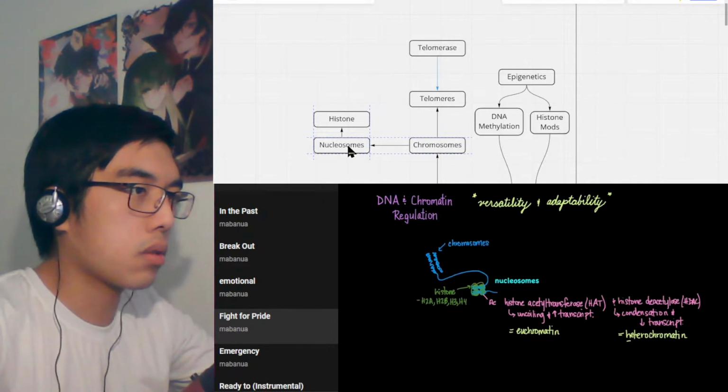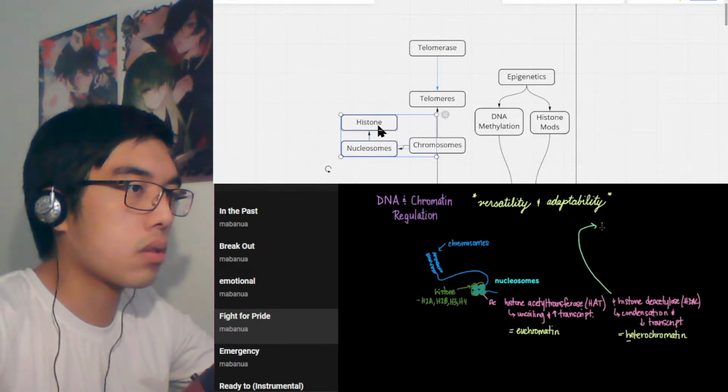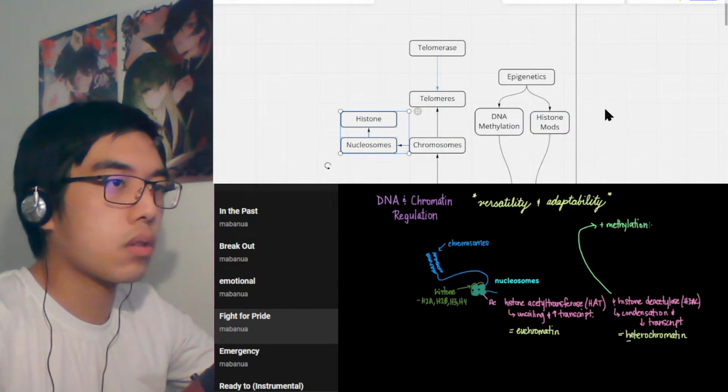Now often you will see that histone deacetylation is combined with another type of DNA regulatory mechanism, and that is DNA methylation, and this occurs in a process called gene silencing.